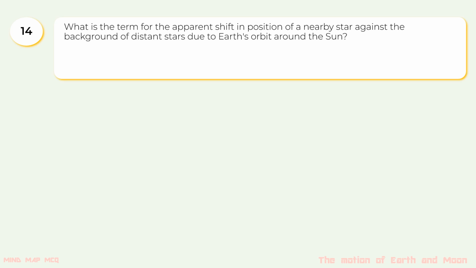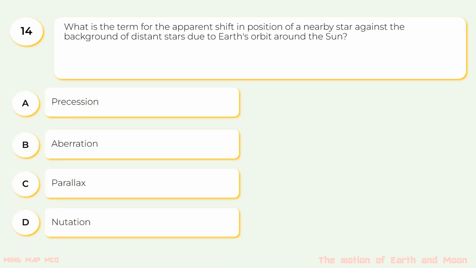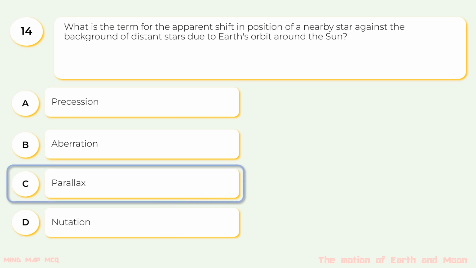14. What is the term for the apparent shift in position of a nearby star against the background of distant stars due to Earth's orbit around the sun? A. Precession. B. Aberration. C. Parallax. And D. Nutation. The correct option is C.